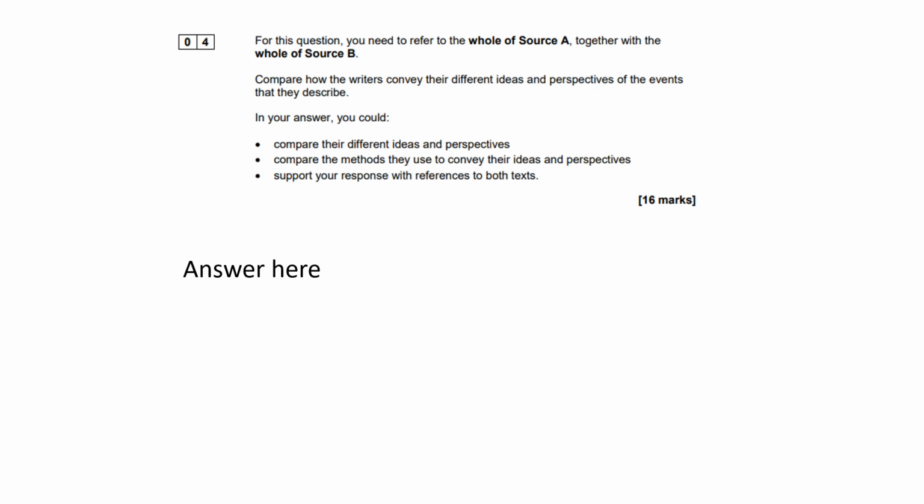All right. So in this one, they're asking you to compare how the writers convey, that means get across, their different ideas and perspectives of the events they describe. In your answer, you should compare their different ideas and perspectives, compare the methods they use to convey those ideas and perspectives, and support your response with references to the texts. Okay, so where do we start with this?